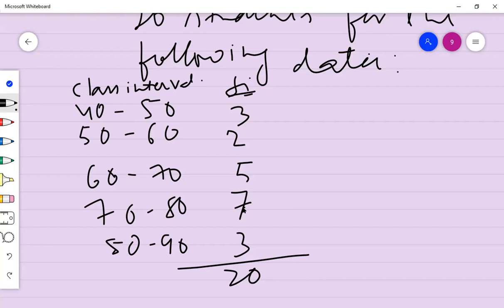Yes, 20. So in the next column we find sigma fi xi. So what is xi? For ungrouped data, xi is the observation itself, but for group data, it is called class mark. Xi is what? Class mark.